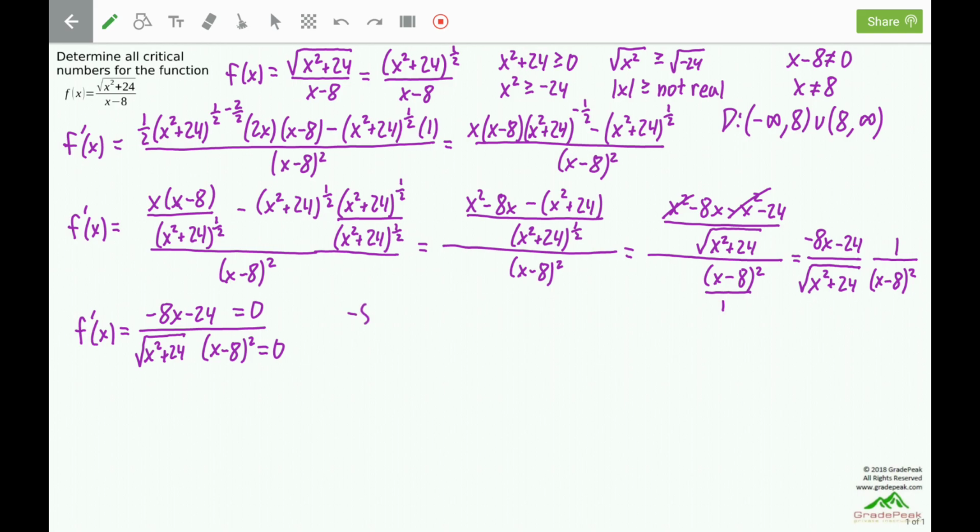Starting with the numerator, negative 8x minus 24 equals 0. The first thing to do is add 24 to both sides, so negative 8x equals a positive 24, and then divide both sides by negative 8. Positive over negative will be negative, and 24 over 8 is a 3.